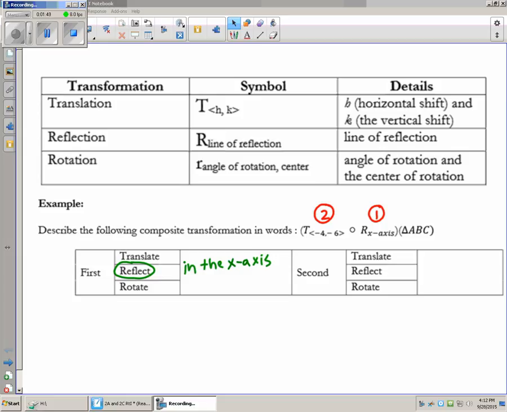Second, if again I use the information above, the capital T is telling me to translate, and the subscript is the vector, which is the distance and the direction. So the H value is telling my horizontal shift, so in this case it's negative, so I'm going to go left 4 units and down 6 units.